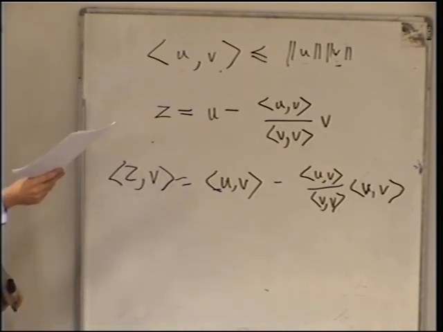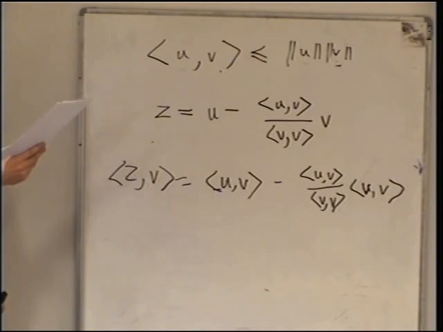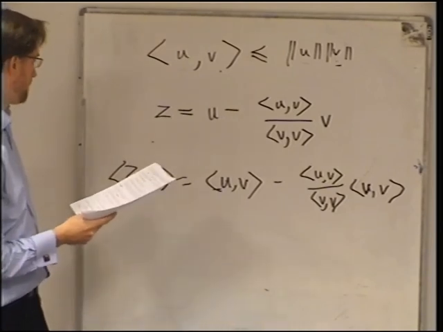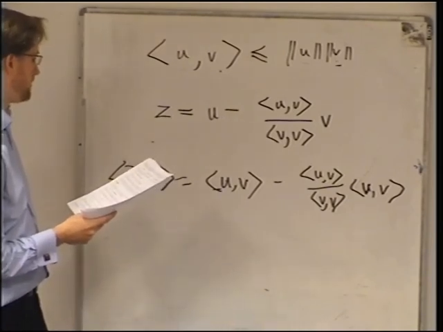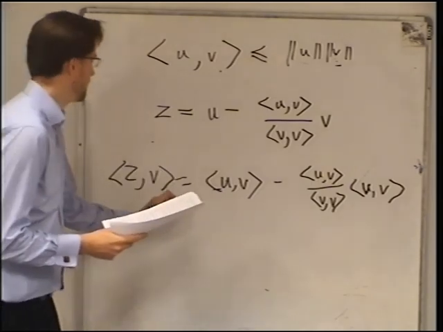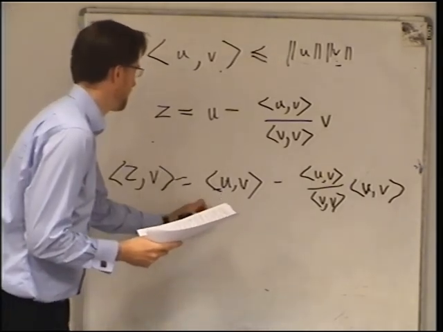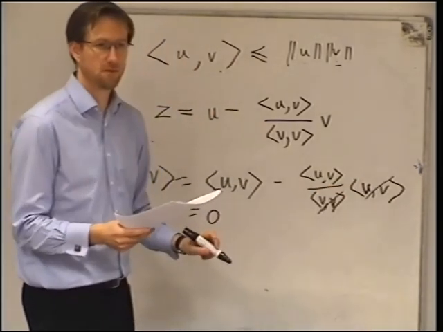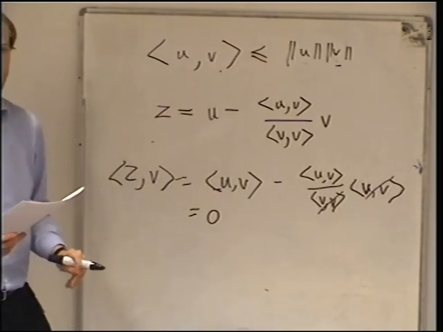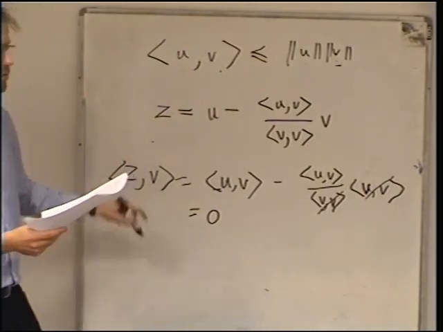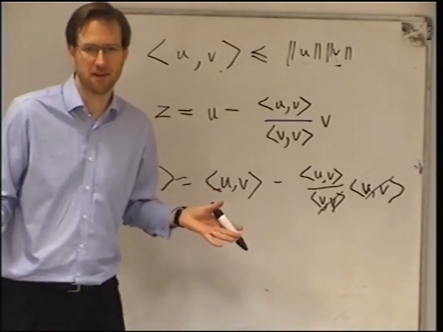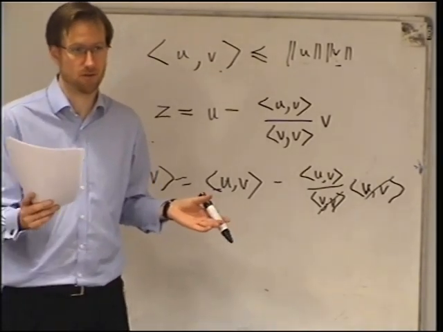Okay, so what that actually means is (u,v) minus (u,v) over (v,v) times (v,v). Ah yes, that's 0. That cancels. So what that proves is that z is orthogonal to v. z is at right angles to v. Orthogonal means the same thing in any inner product. It just means the inner product is 0.